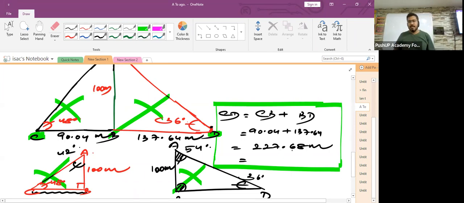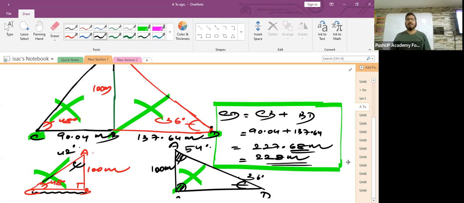All right. Now, children, you have to round this off to the nearest meter. See the decimal value, 0.68. 0.68 is greater than or equal to 0.50, isn't it? So you can round this off to the next integer, which is 228 meters. This should be your final answer. Okay. Was that easy enough?